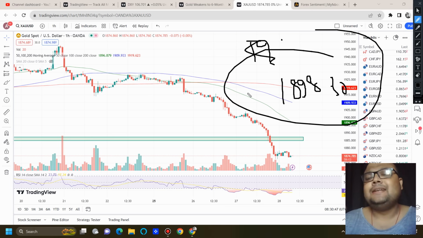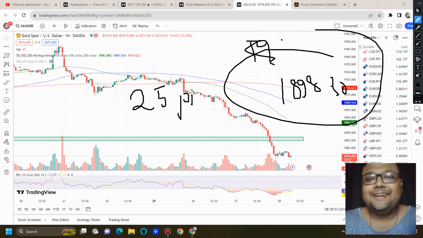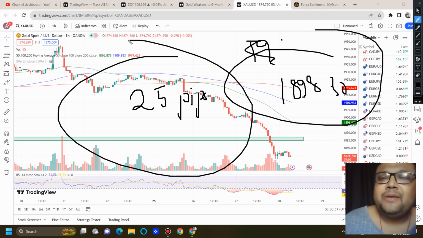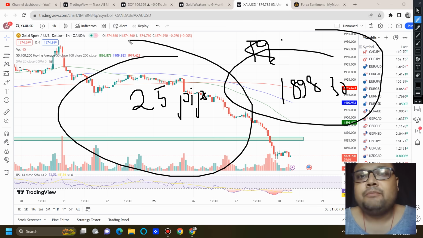I had sell positions on two of my accounts, so I exited from one account with 25 pips. Only 25 pips. I got restless. I thought there may be a minor bounce, so I exited from the major position with only 25 pips. Just imagine. And in the second account, I exited at the 1889 level. To be honest, I was not expecting this kind of fall.